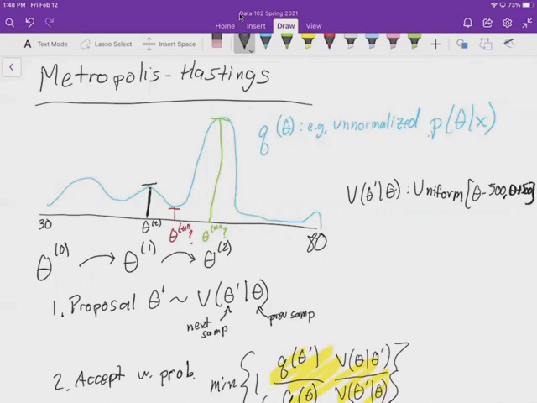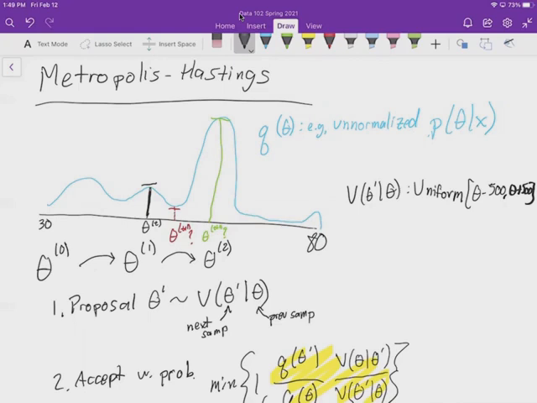Well, let's say we start at this black point theta t, which looks maybe like 45-ish to me. So we start there, and then we say, okay, let's generate something uniformly between 45 minus 500, so negative 450 to positive 545. So this is a huge range. And most of those proposals are going to fall outside where the blue curve is actually nonzero.